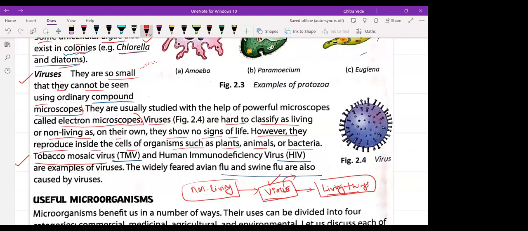Tobacco mosaic virus and human immunodeficiency virus (HIV) are examples of viruses. We have one more, COVID-19, a worldwide famous virus. Flu and swine flu are also caused by viruses. Flu, swine flu, and upper and lower respiratory tract infections are caused by viruses only.